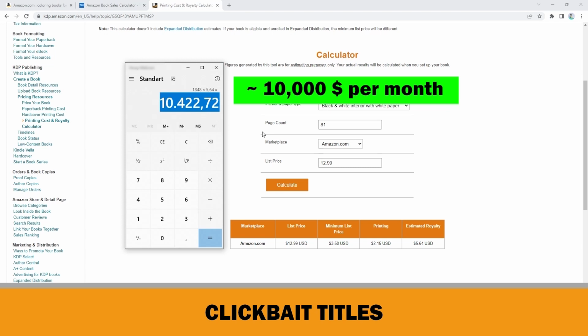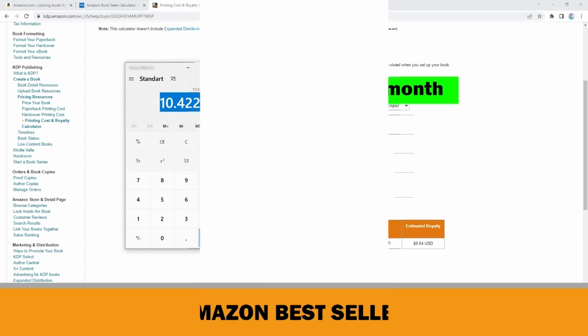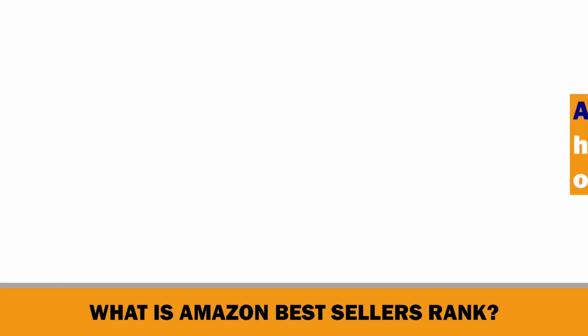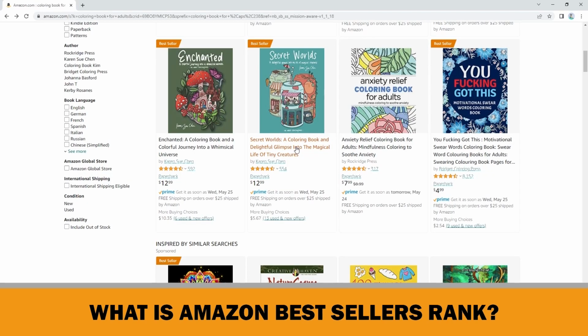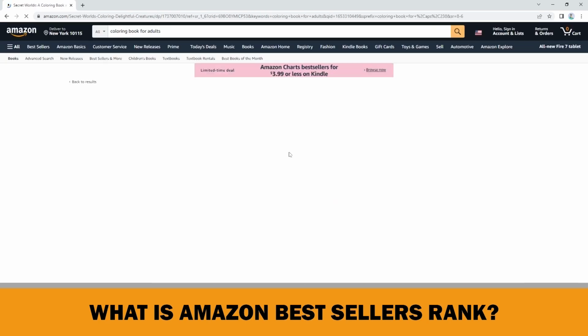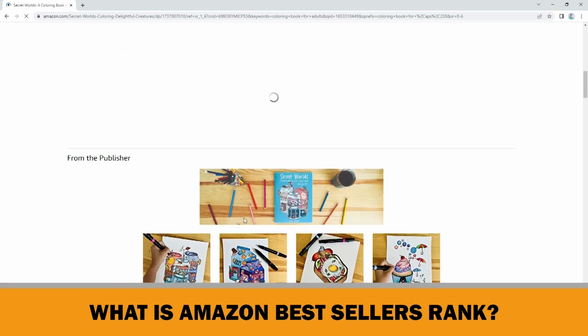First of all, let's start with the definition. So what is Amazon Bestsellers Rank? Amazon Bestsellers Rank shows how well a product sells relative to the other products in a particular category. And you can find BSR information under the product details section.